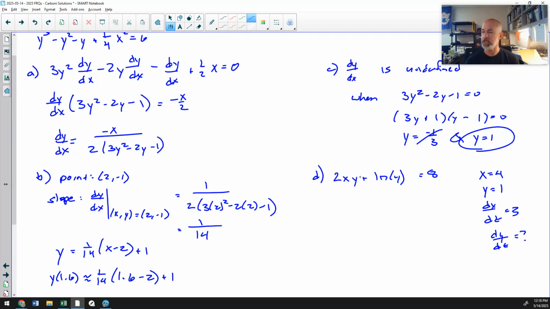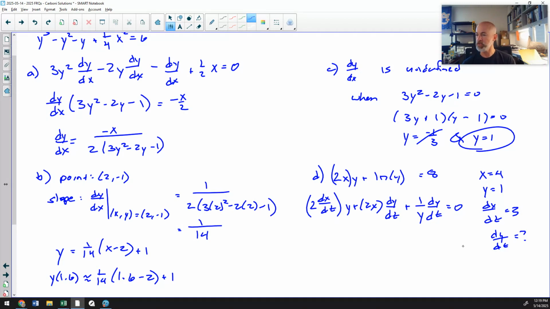And so let's differentiate this. We have a product rule. I'm going to group this as 2x for the first term and then y for the second one. The derivative of 2x is 2, but we're differentiating with respect to t, so that's going to be 2 dx/dt. I almost forgot that. Times y plus 2x times the derivative of y, which would be dy/dt, plus the derivative of natural log y, which is 1 over y dy/dt, is equal to the derivative of 8, which is 0.